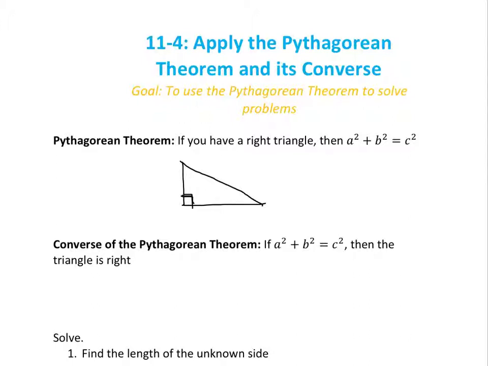And if that's the case, then the two legs, the two sides that create that right angle are a and b, and the side that's across from the right angle is called the hypotenuse. That's the c. Okay, so a squared plus b squared equals c squared.